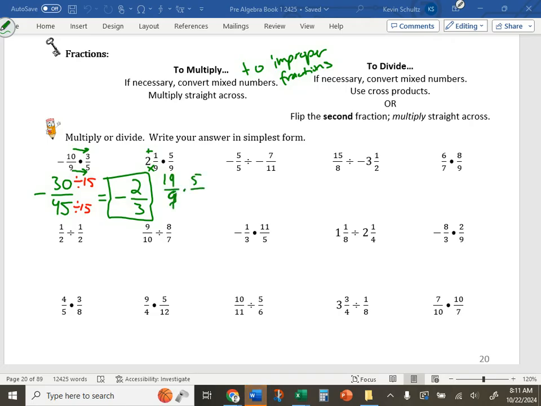times 5 ninths. There's a little glitch in my board. I'm drawing straight down and it automatically pushes it over. Look at that. What'd you do to it? I don't know. Anyway, okay, so we got 19 ninths times 5 ninths. Now that, see, look at that. I'm not doing that. It's the technology.